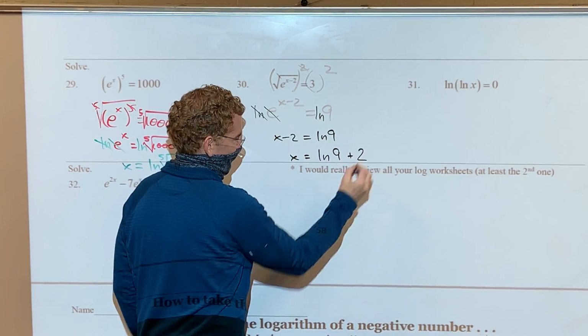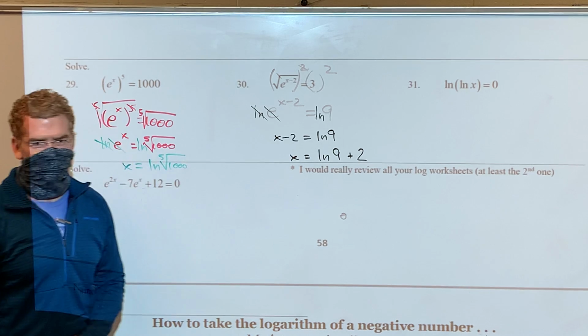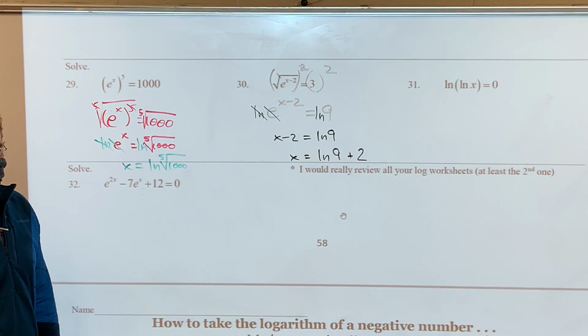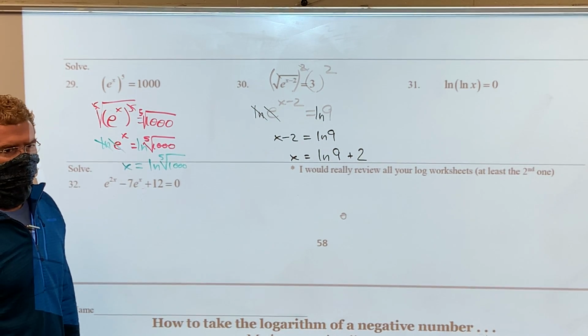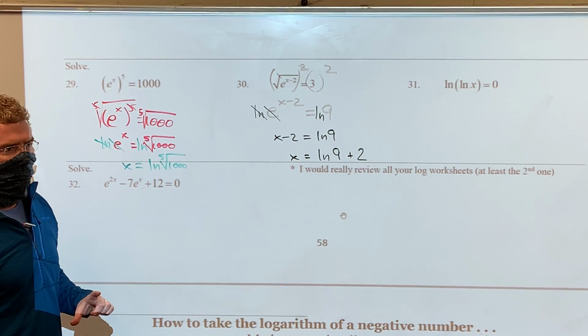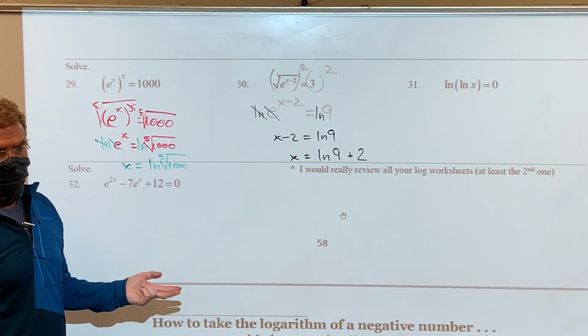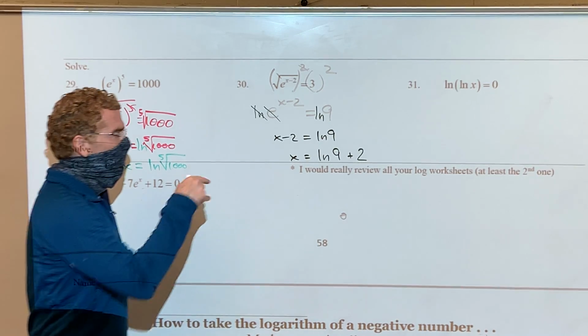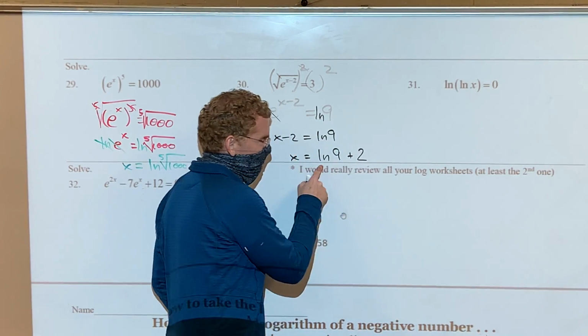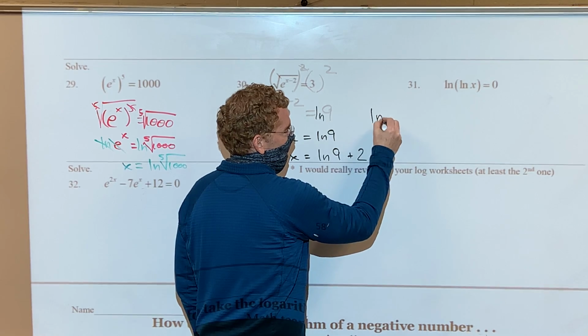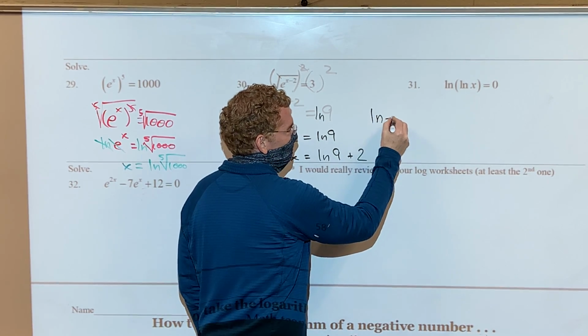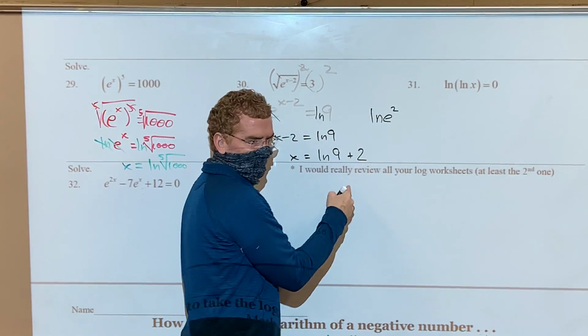Now, I would let you leave it like this. Sadly, at Vestavia, you won't see that as an answer. Depression. Because guess what they're going to do? They want you to add a number to a log. Can you do that directly? No. Can you change it to a log? What log would have a 2 there that would add to this? ln e squared, log base e of e squared. The ln of e squared would be 2, right?